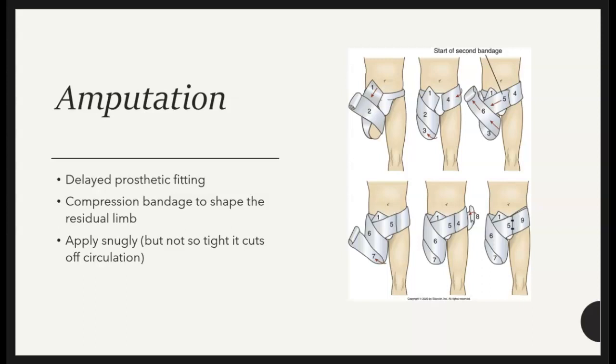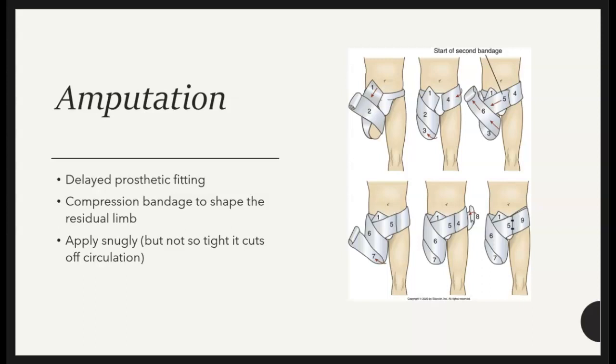So with amputations, we try and get a prosthetic onto that amputated limb, but it's a delayed prosthetic fitting. It usually takes about 3 months for that residual limb to shrink. So they'll use compression bandages at the very get-go to compress that limb down. And we want to apply it snugly, but not so tight that it cuts off circulation.